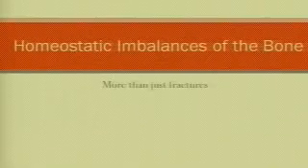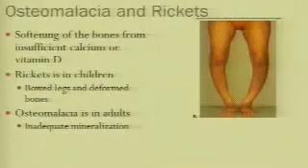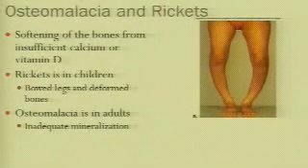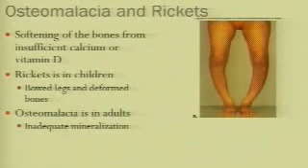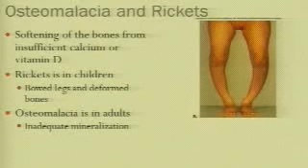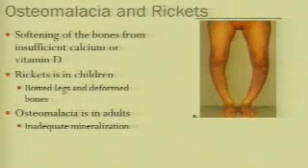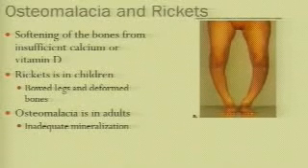Homeostatic imbalances of the bones, okay, more than just fractures. So osteomalacia and rickets, this is a sad little disease. You can see from this picture. I'm going to keep it once again on the PowerPoint so you can see these pictures well. Osteomalacia is when you don't have enough calcium or vitamin D.